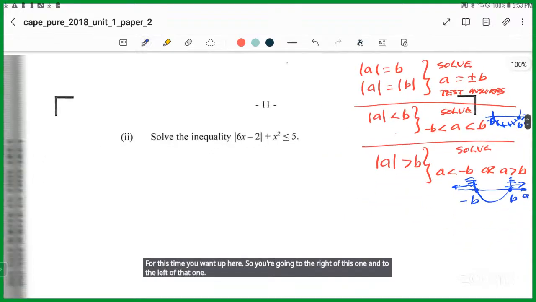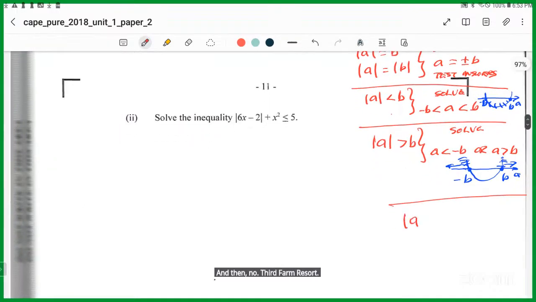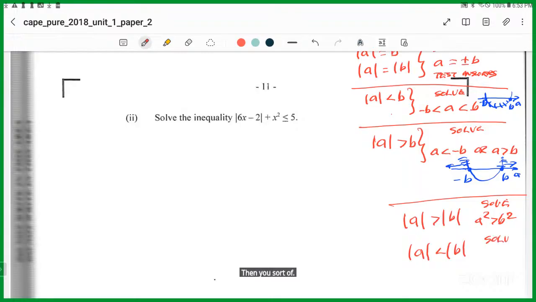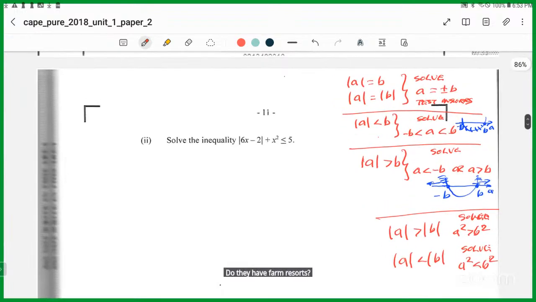And then now, third form result is if you have the modulus of A greater than the modulus of B, then you solve A squared greater than B squared, no shortcut. And if you have the modulus of A less than the modulus of B, then you solve, you square both sides, expand and solve. So you solve A squared less than B squared. Those are your form results that you must know for modulus functions.